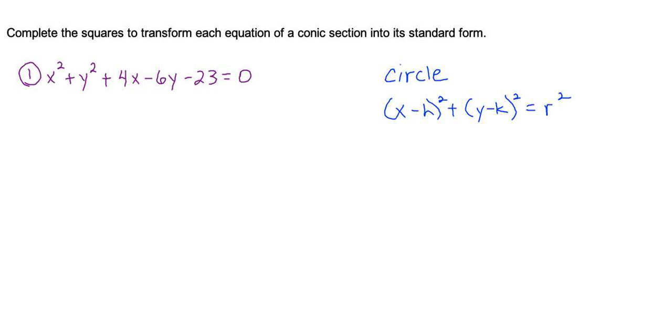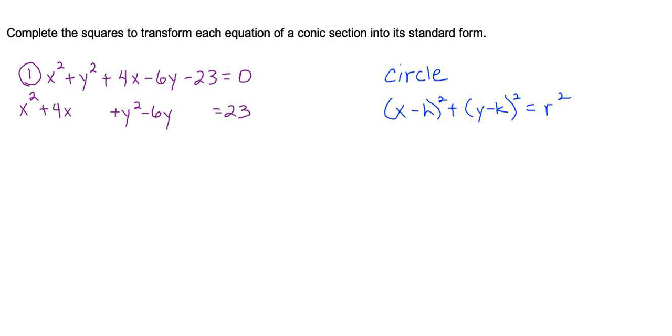So let's group together the x's. We'll put the x squared plus 4x together, and then we'll put the y squared minus 6y together, and we're going to move that constant to the other side. When we add 23 to both sides, that's what we get.